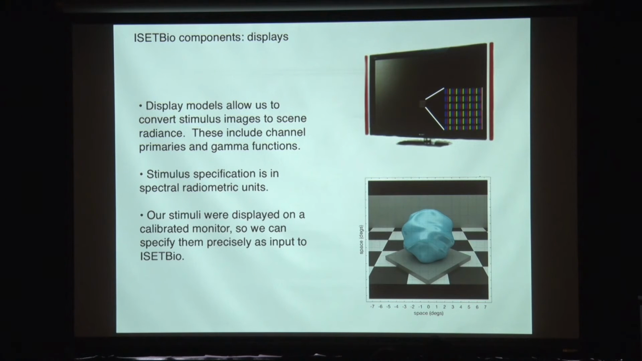ISET Bio has a series of components, and in early vision, it's fairly feed-forward, so we can be reasonably clear about that. Since we're talking today about visual psychophysics, one of the things I'll emphasize is we have display models that characterize the properties of typical displays, in particular the spectra of the channel primaries and the gamma function of displays. We know in this experiment what display we used and what its properties were. So we can specify the input to the visual system for our experiment quite closely as input to ISET Bio on a display model.